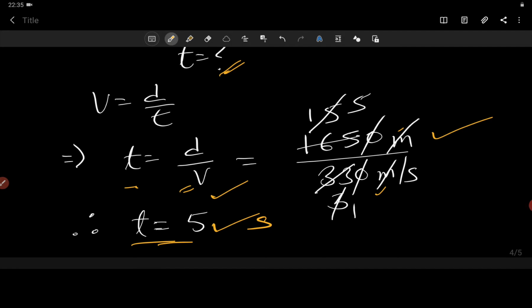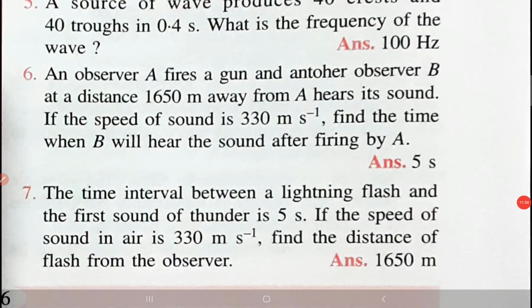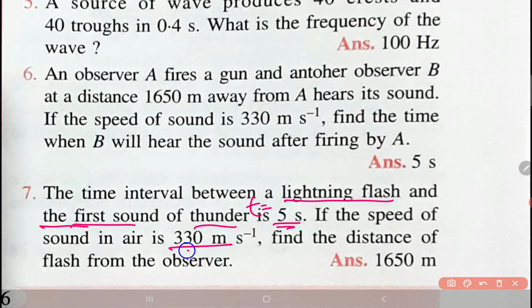Number 6 is done. Let us go to number 7. Now coming to question number 7: the time interval between a lightning flash and the first sound of the thunder is 5 seconds. So time given to us is 5 seconds. If the speed of sound in air is 330 meter per second, that is v is 330 meter per second, find the distance of the flash from the sound, that is d is question mark.